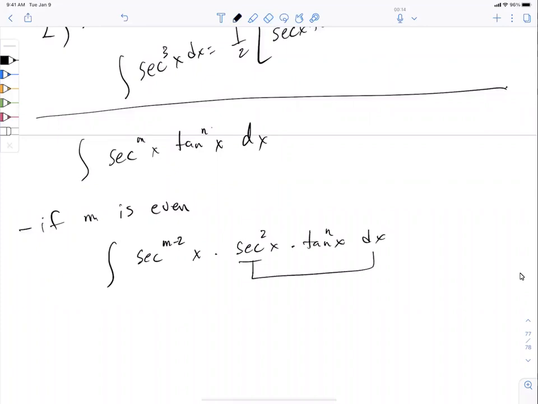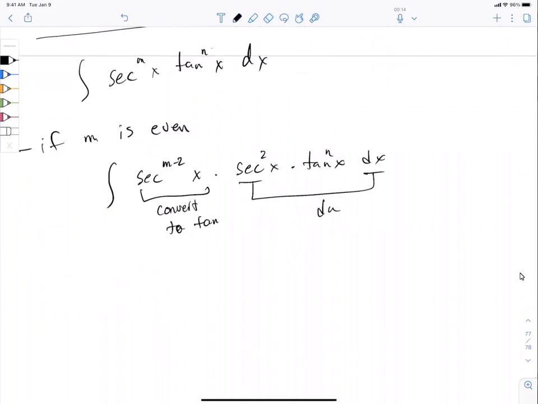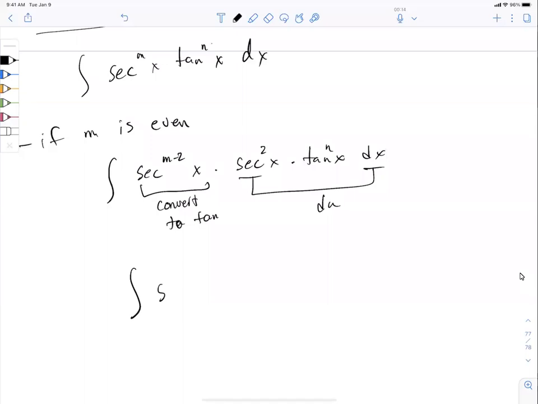And this part and dx is going to give you a du, and you're going to convert the rest of the secants to tangent. So let me tell you what I mean. So if I have the integral of secant to the 4th x tangent squared x dx, it doesn't matter, it could be even, odd, or whatever.